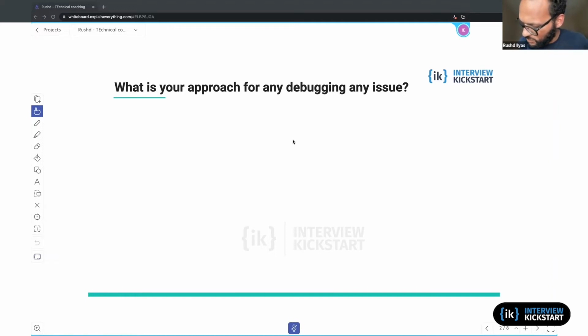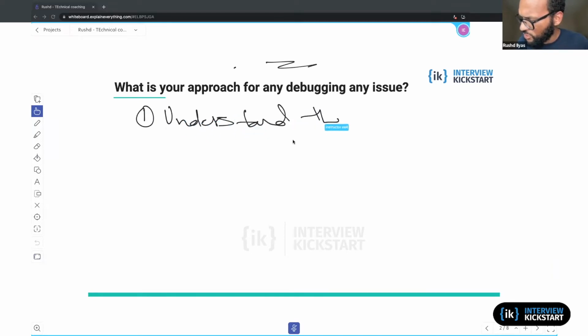Let me use the pen. Okay. The first thing I do is understand the system, because until and unless you have a very basic understanding of the system, what the input is, what the output is, what the expected behavior is, what it should be doing, what the different states are at a very high level.